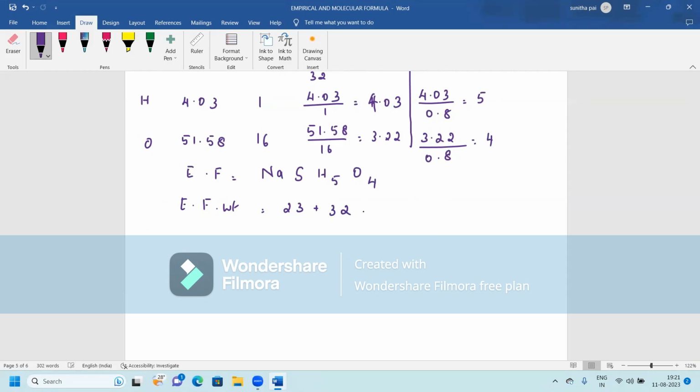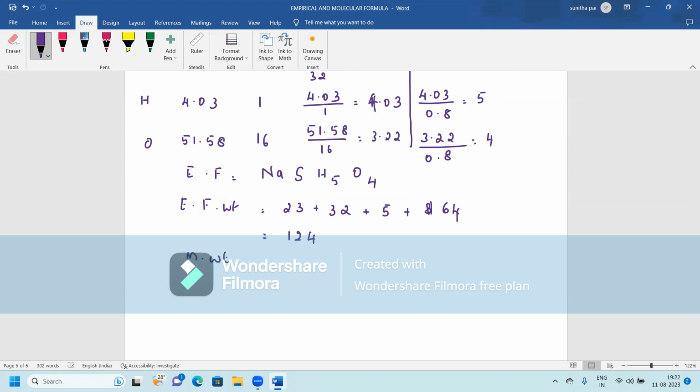This is 32, sulfur. Hydrogen is 1. I have 5 hydrogen, so 5 into 1, which is 5, plus 4 atoms of oxygen. Each atom of oxygen is 16. 16 into 4, that is 64. Now adding them together, the empirical formula weight comes around 124.